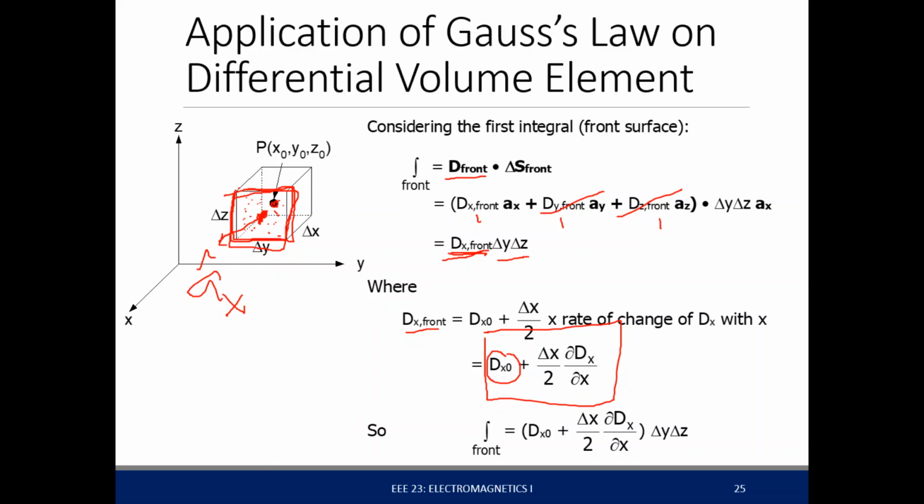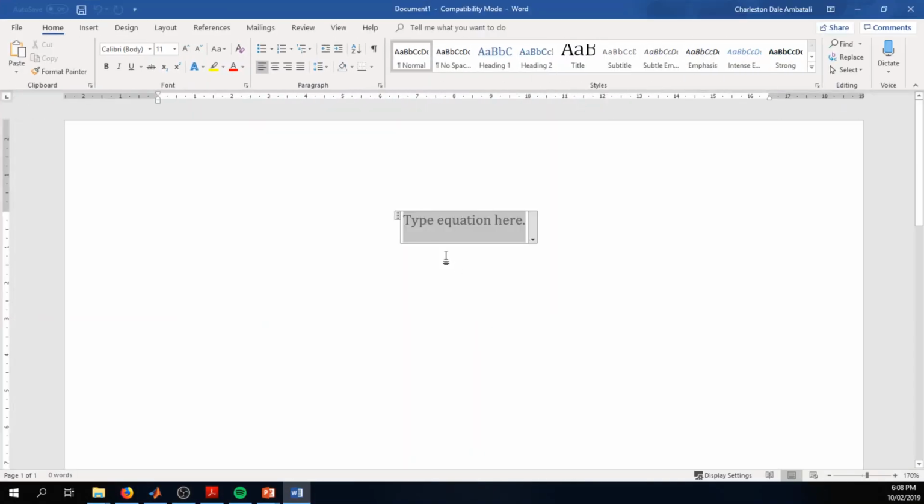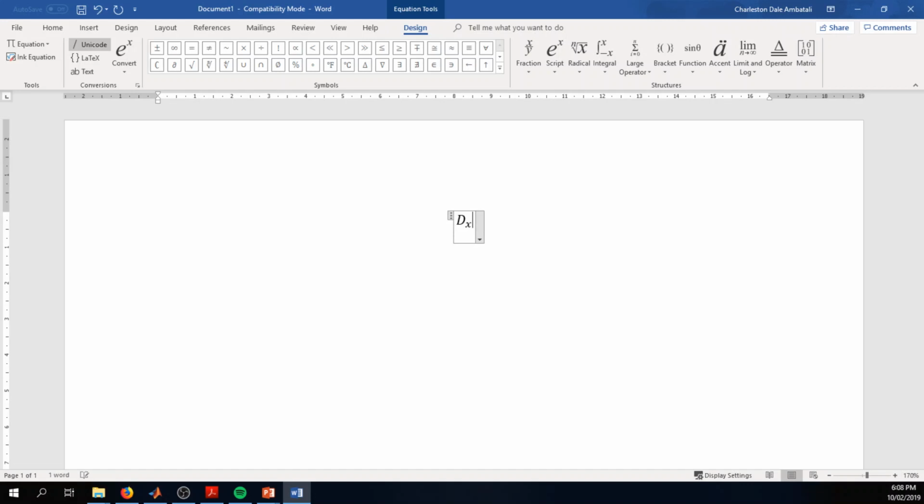So how is this equation valid in the first place? We actually have to go to the definition of partial derivatives. It's something like this. Since the x component of your electric flux density is a function of x, y, z.